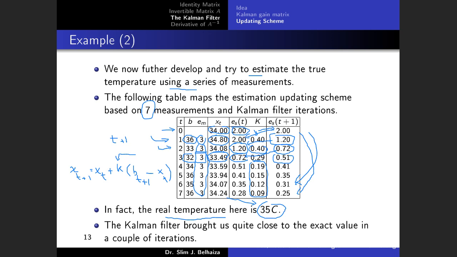Okay, because the way we are using it here, it's equal to E_S divided by E_S plus E_M. So in all cases, it cannot be larger than 1. Get my point?